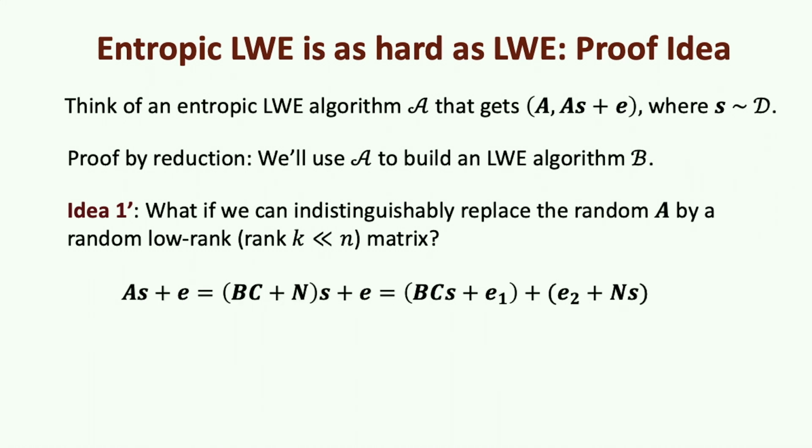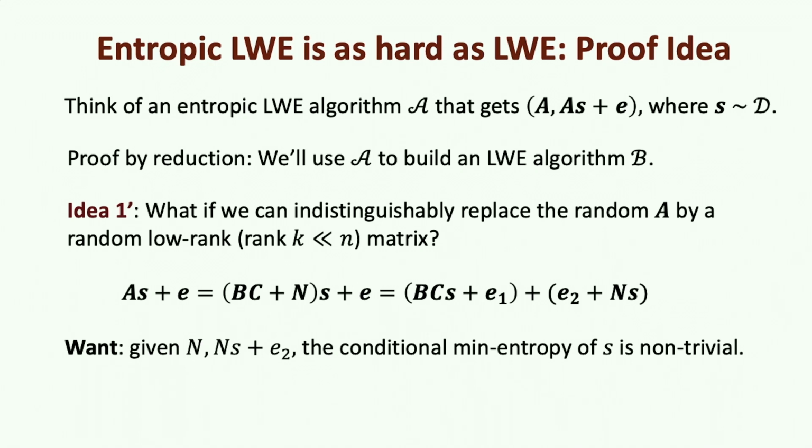There are a couple of different ways of doing it. Here is one way. You can, of course, decompose a Gaussian. Let's say E is Gaussian. This is where I'm using the fact that E is Gaussian, into the sum of two slightly smaller Gaussians, right? And now what you want is that I give you N times S plus E2. S still has entropy. And if S still has entropy, I will apply the leftover hash lemma just as before, right?